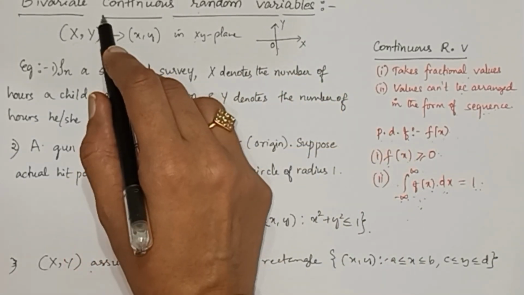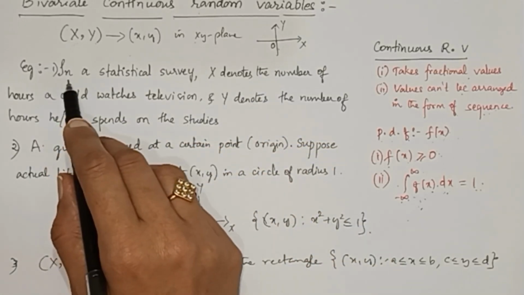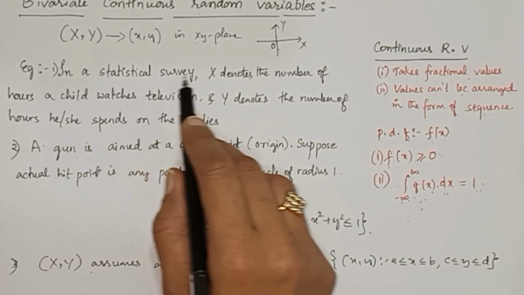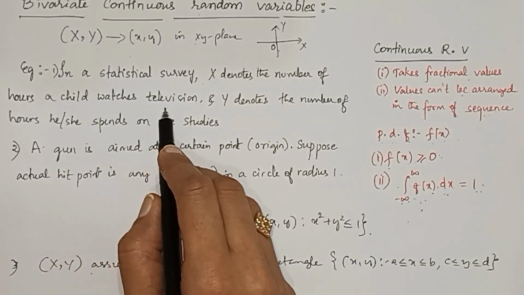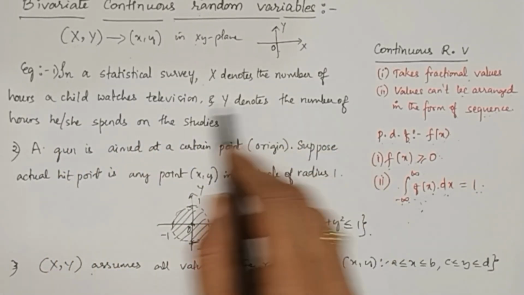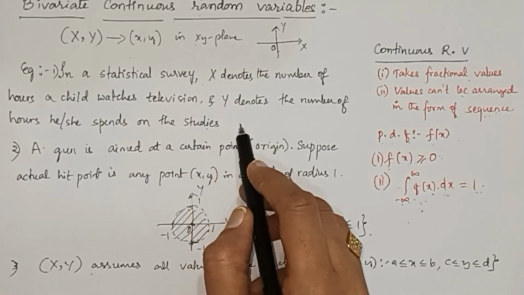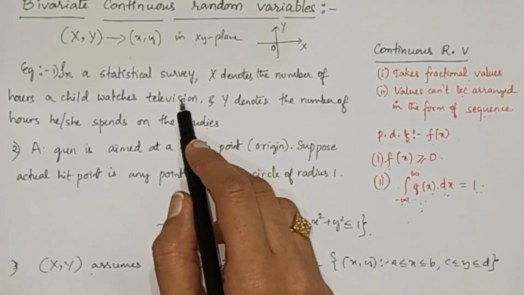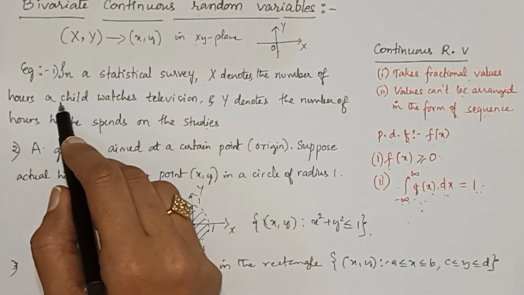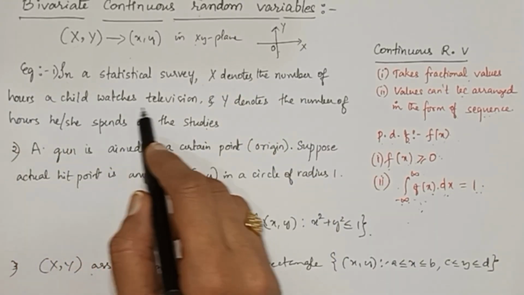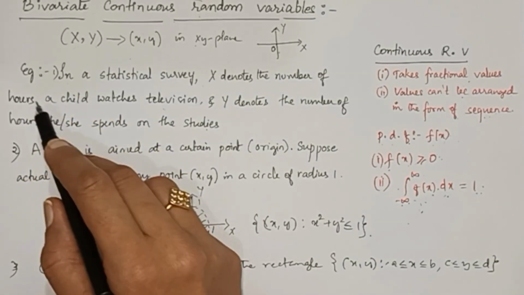Now, examples of bivariate continuous random variables. See the first case. In a statistical survey, if X denotes the number of hours a child watches television and Y denotes the number of hours he or she spends on studies, then X, Y together form a bivariate continuous random variable. Continuous because the number of hours a child watches television may take whole numbers or fractions also as values.